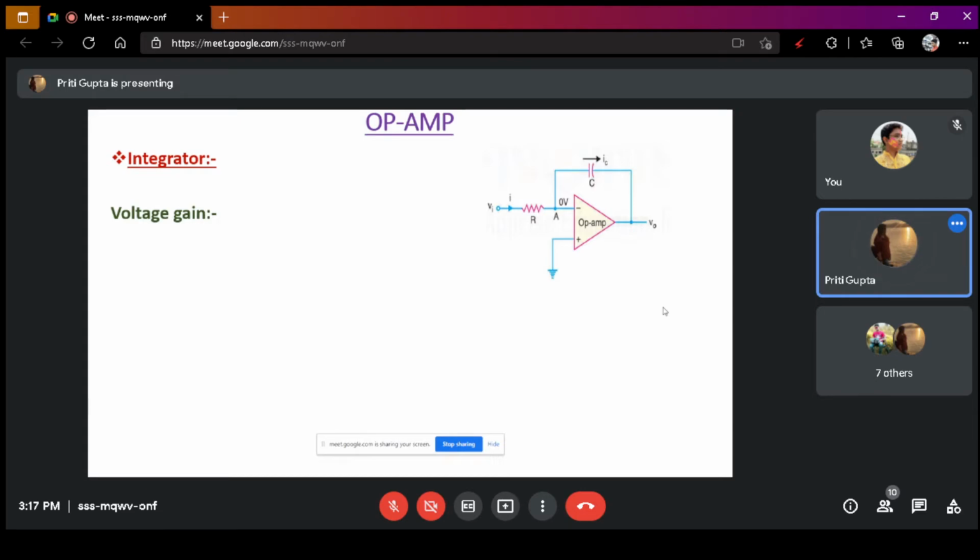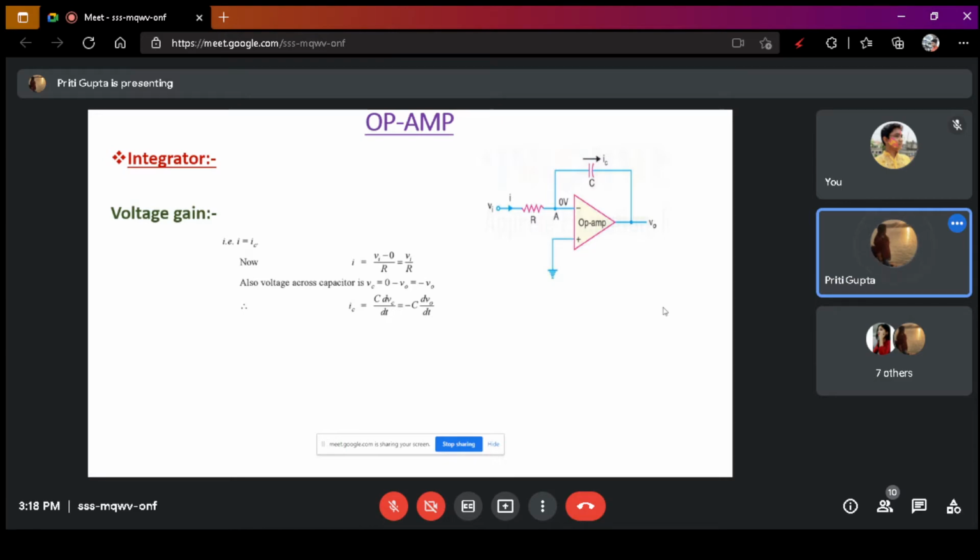Now see, from this figure, you can easily understand that small i is equal to iC, yes or no? The current which is passing through the resistor, the same current is passing through the capacitor. Yes? Yes, ma'am. And at node A, the voltage is 0 volt due to virtual ground. The virtual ground concept I have already explained in the inverting amplifier part. Clear?